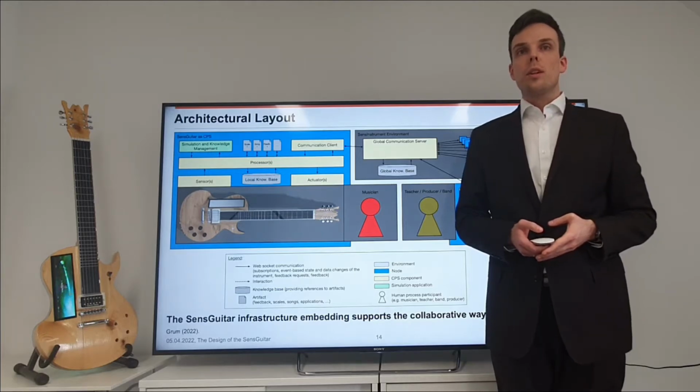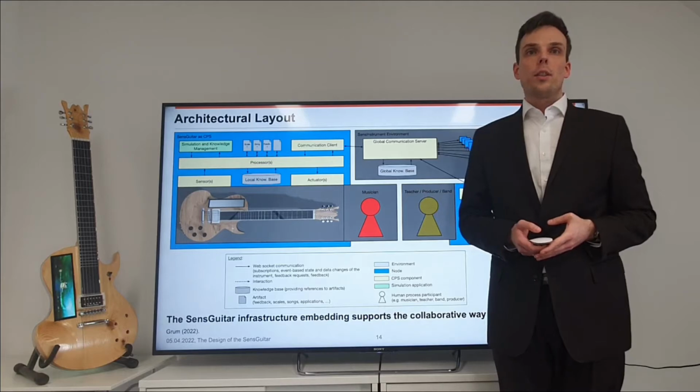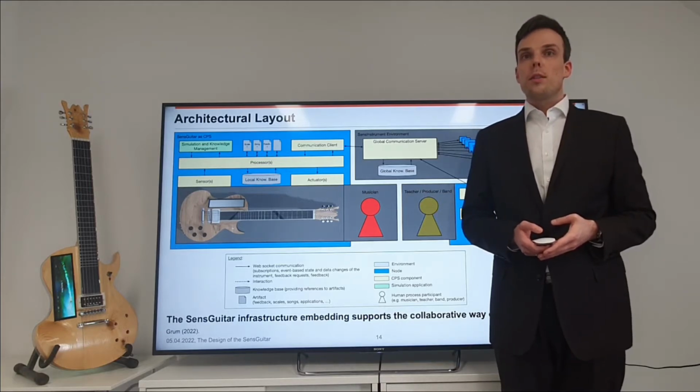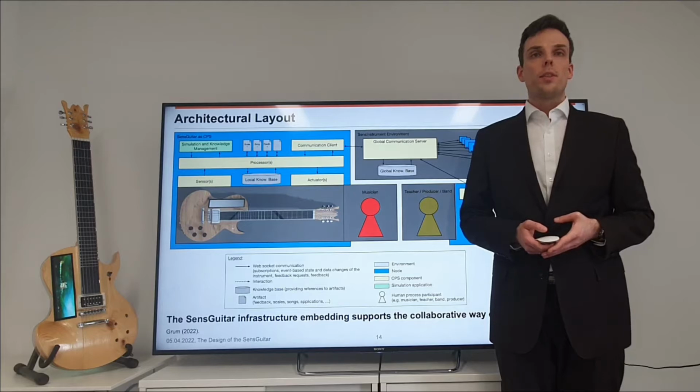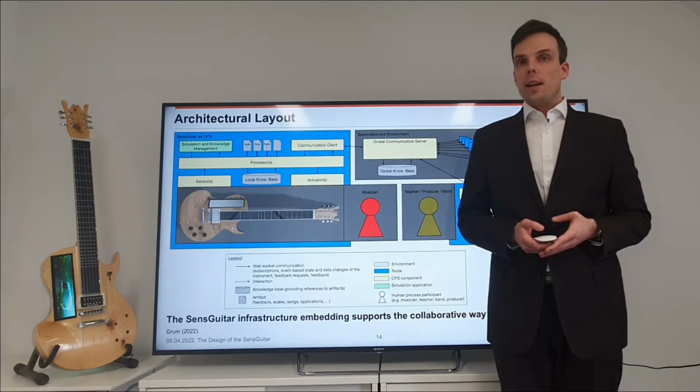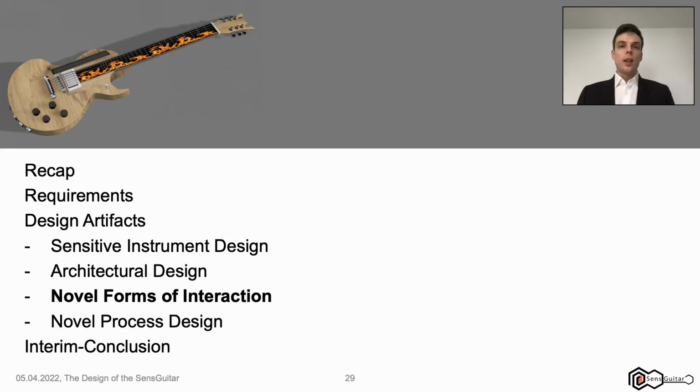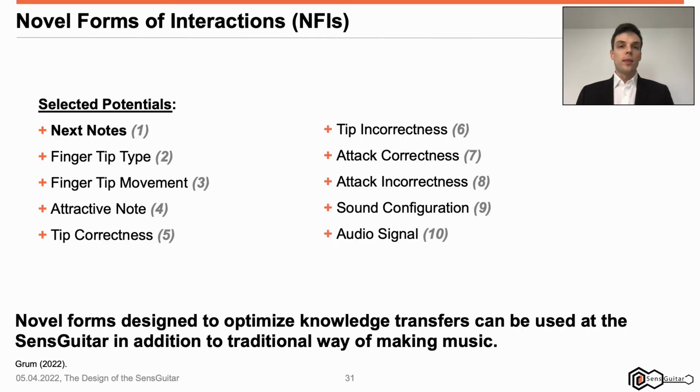As an interim conclusion, I want to point out that the infrastructure embedding of the SensGuitar supports the collaborative way of making music, which is because of the bidirectional interplay of components presented. This will serve as basis for the next slides and further explanations. As we now know how the SensGuitar looks like and how it is interwoven within an infrastructure, let's now face the design of novel forms of interaction which are enabled because of the SensGuitar. The following 10 kinds of novel forms of interactions are supported by the SensGuitar.